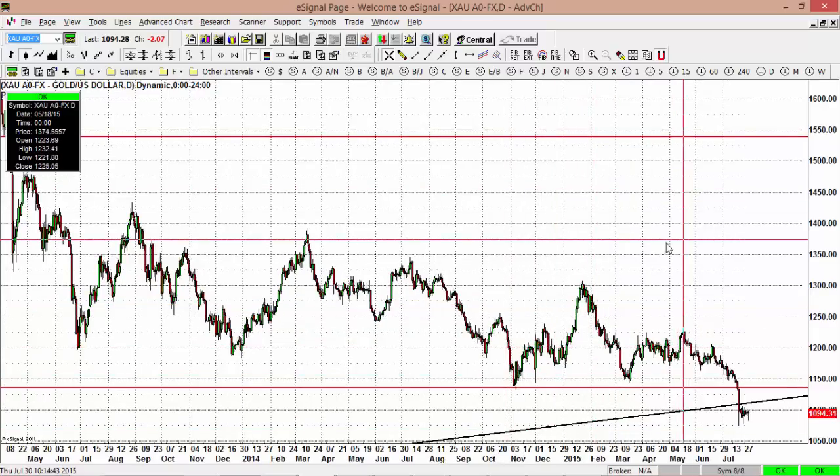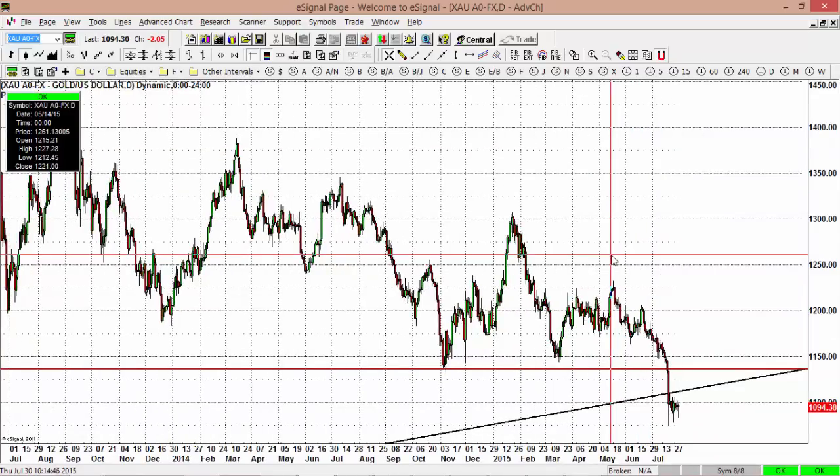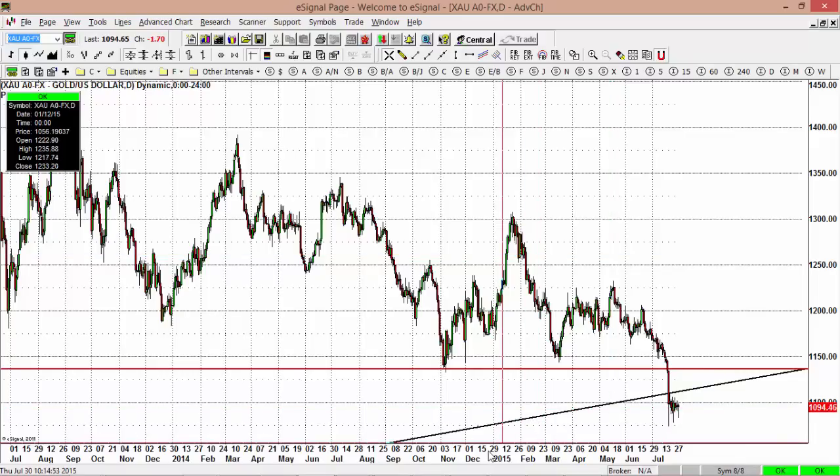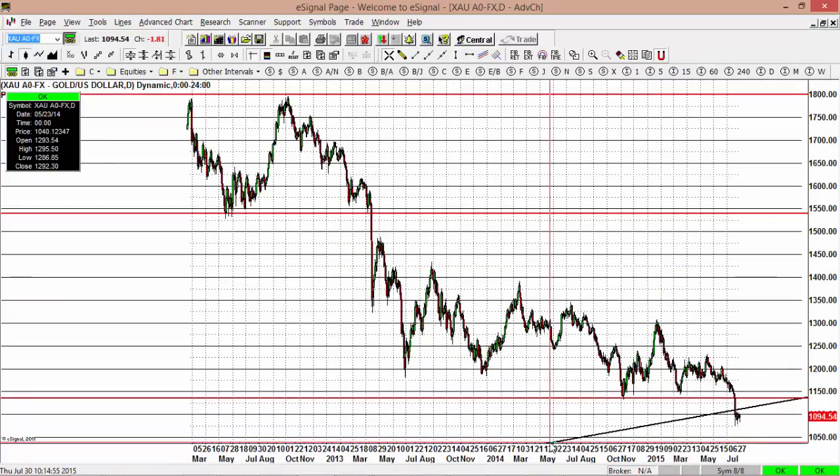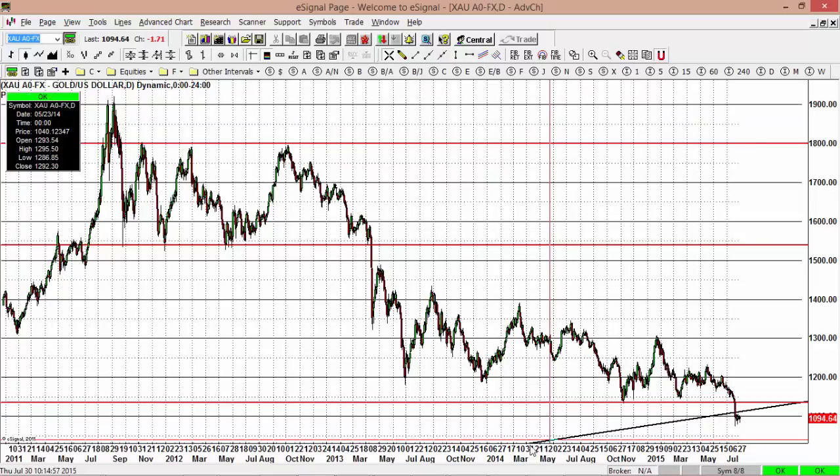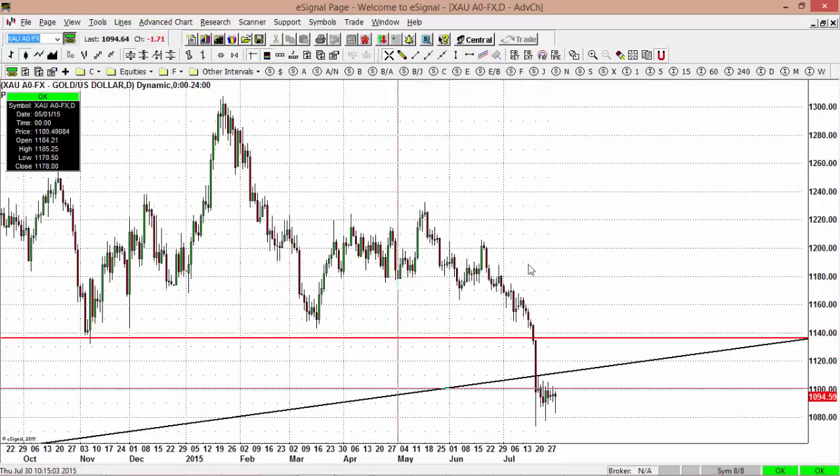Or what we could see also is a recovery to this breakdown point, and the market could attempt to decline from here. So I'm very negative on gold. I have been negative on gold ever since 2012, and I remain negative on gold and will remain on the short side of the gold market.